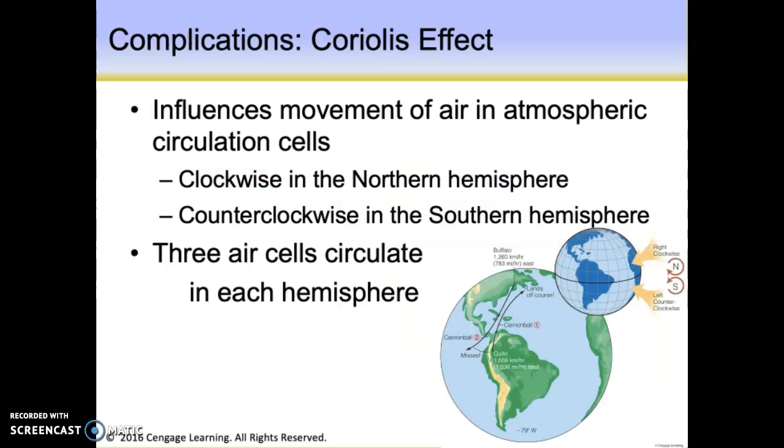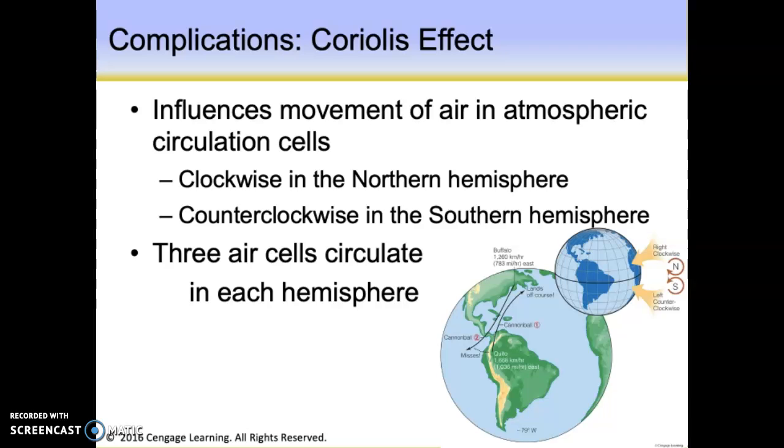So the first complication is what we call the Coriolis effect. It's going to influence the movement of air and atmospheric circulation. What happens, pretty simply put, is that the air that's trying to go from the equator toward the poles is deflected to the right in the northern hemisphere and to the left in the southern hemisphere. And likewise, the air that's trying to return from the poles to the equator is going to be deflected to the right in the northern hemisphere and the left in the southern hemisphere.